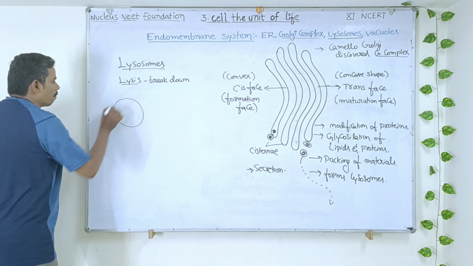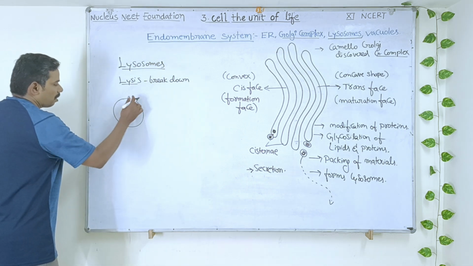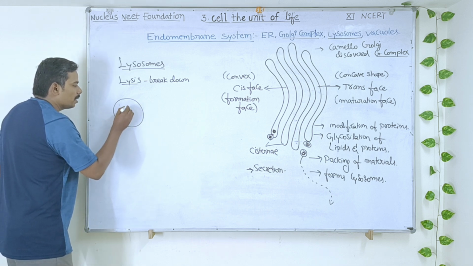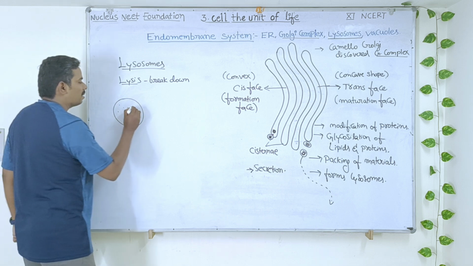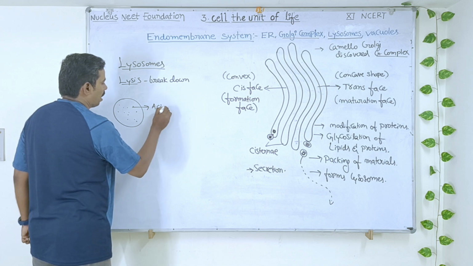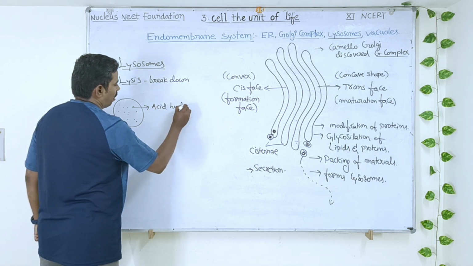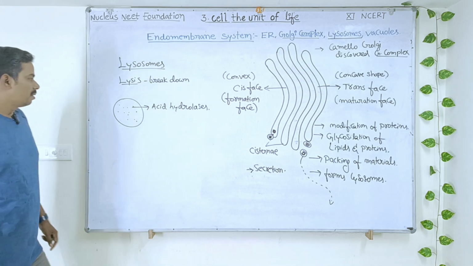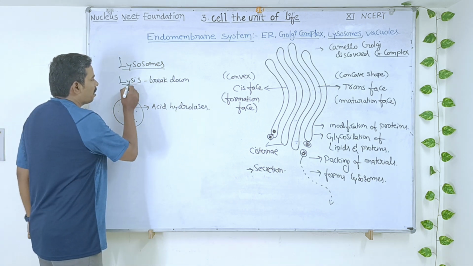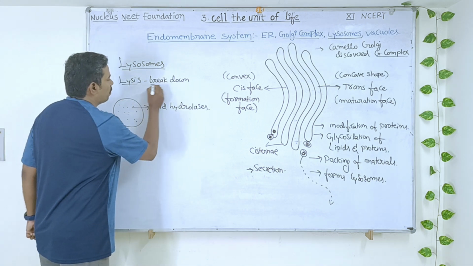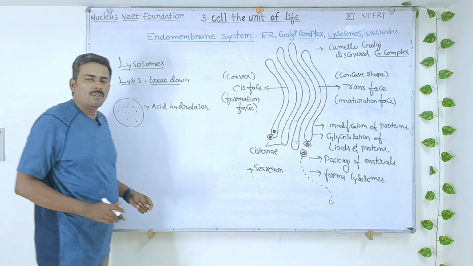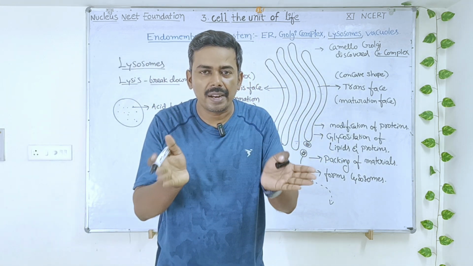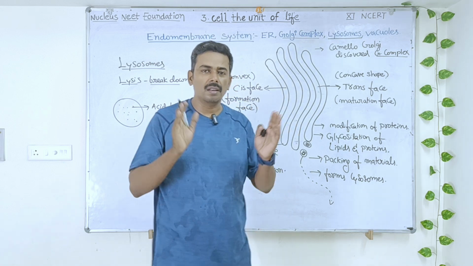Lysosomes are membrane bound cell organelles. They are covered by a unit membrane, and inside the lysosomes there will be enzymes called acid hydrolases. These acid hydrolases are involved in lysis. Lysis means breakdown. These acid hydrolases can break down the old cell organelles which are present inside the cell. That's why they are called lysosomes.